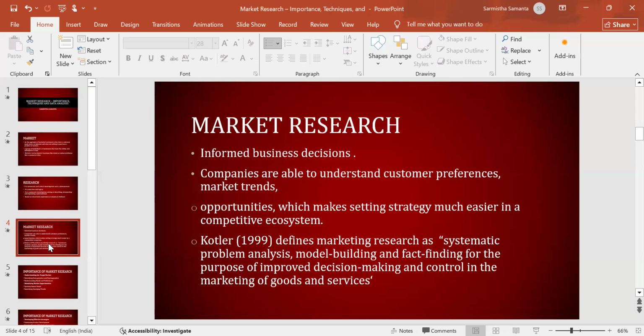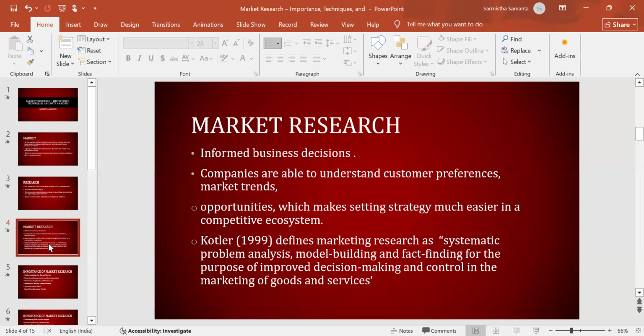Marketing research is a systematic problem analysis, model building, and fact finding for the purpose of improved decision making and control in the marketing of goods and services. There is a very slight difference between market research and marketing research. Market research is mainly concentrated on the demand of the product, why it is decreasing, when it can increase, whereas marketing research is a whole systematic analysis, and it goes up to decision making and control. It is a wholesome definition for marketing research.